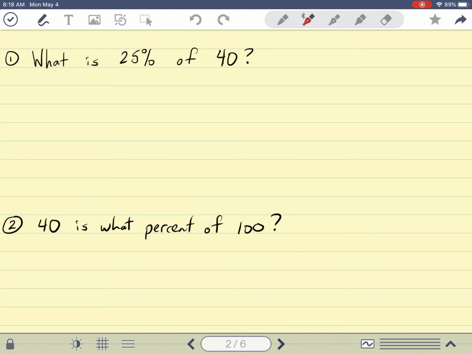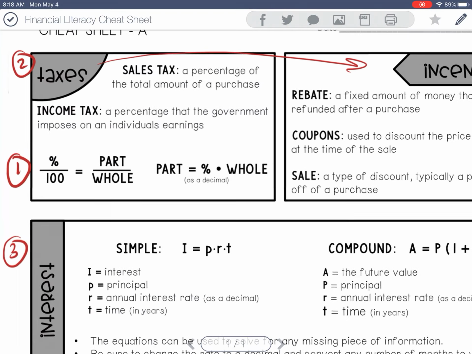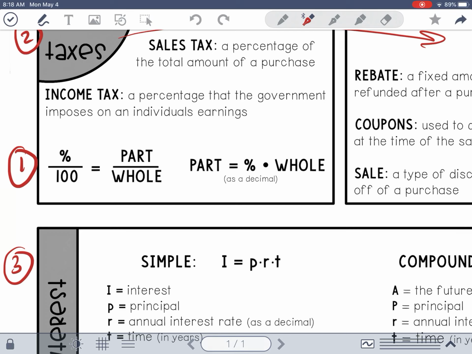All right, we're going to do a quick review of percent. What is 25% of 40? There are 2 ways that I taught you how to do this. The first way, I should go back and look at our cheat sheet, looking at percentages. These are the 2 ways that they're talking about right here.